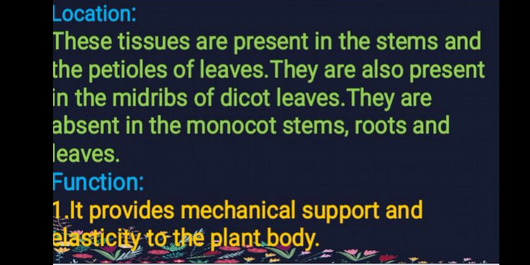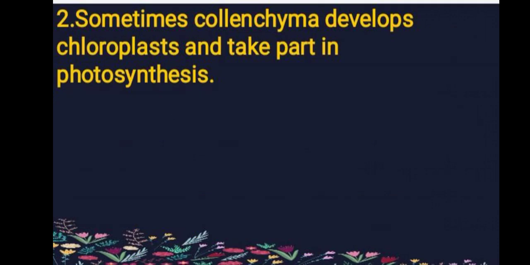Location. Collenchyma tissues are present in the stems and the petioles of leaves. They are also present in the midribs of dicot leaves, but they are absent in the monocot stems, roots and leaves. Function. It provides mechanical support and elasticity to the plant body. Sometimes Collenchyma develops chloroplasts and takes part in photosynthesis also.